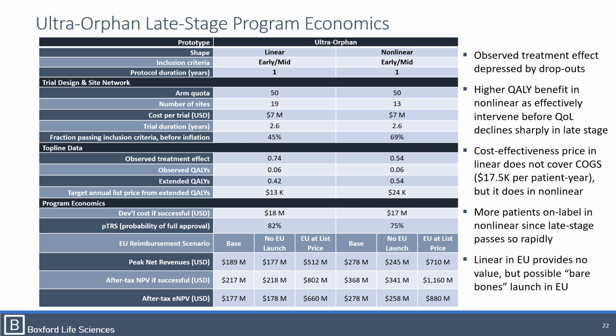And overall, you're making more revenues also in the US because more patients pass the inclusion criteria. That being said, we're still talking only about a few $100 million in terms of peak net revenues. Expected net present value is relatively low. And so ultimately, you do find that the commercial value here can be strongly limited by just the number of patients that are available.